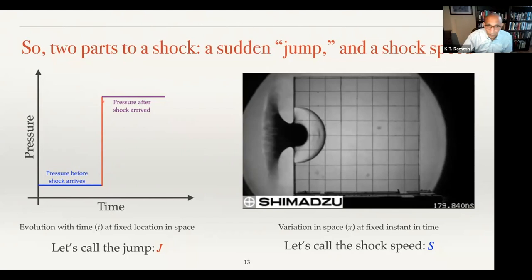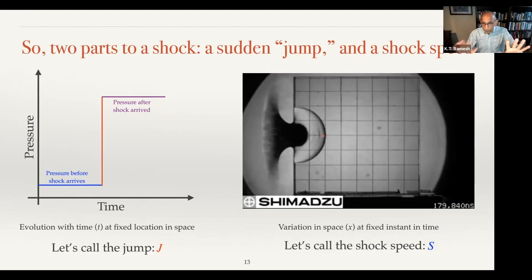And then it reaches some higher pressure after the shock. So if you were to look, for instance, on the right here, out here, this material is at a low pressure. Here, the pressure jumps, and here, the material's at the high pressure.